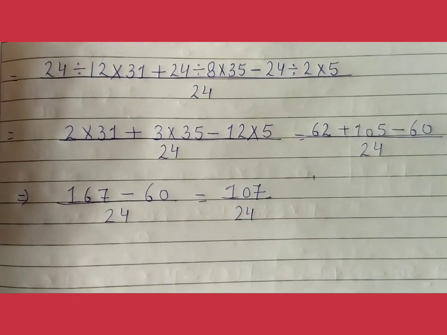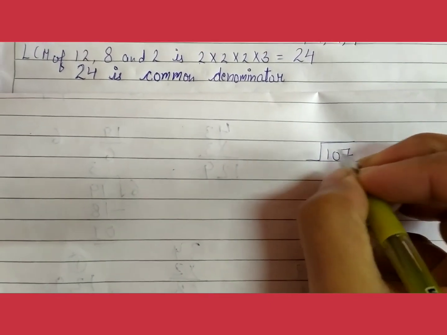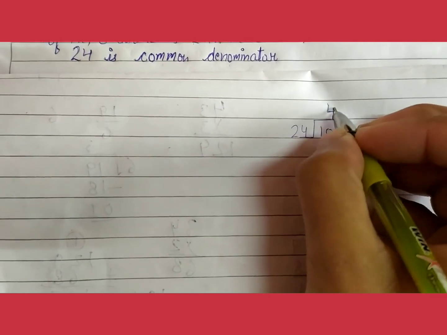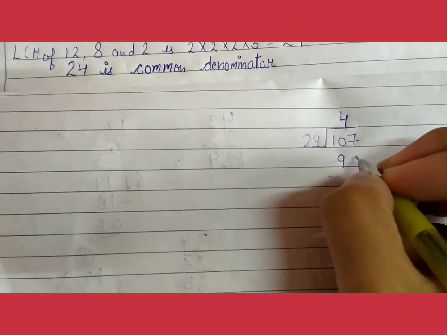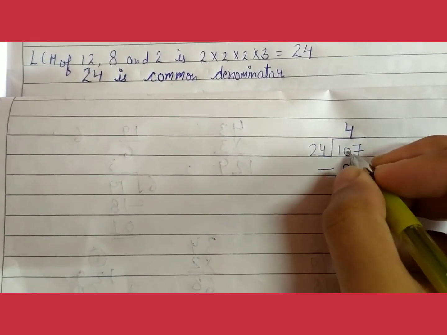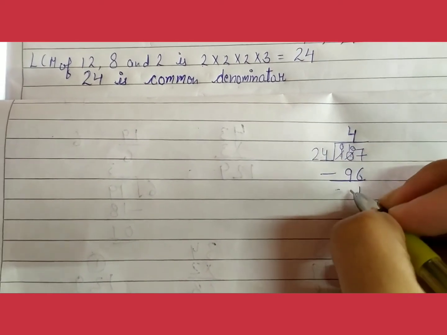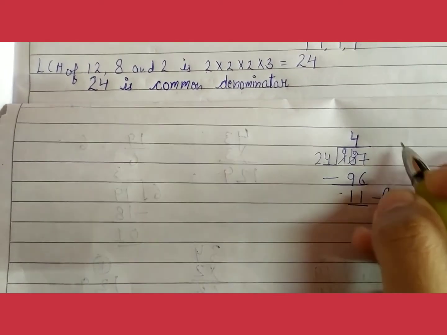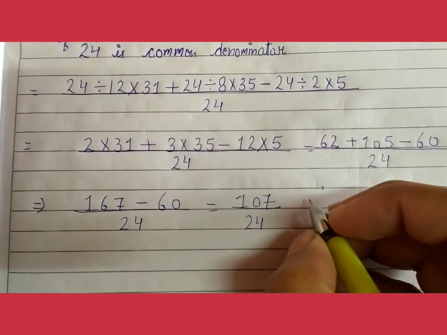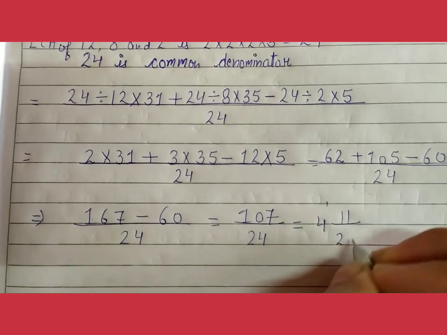Children, change into mixed number, that is 107 divided by 24. Children, 24 fours are 96. Subtract 7 minus 6, 1. 0 minus 9, 0 is a small digit as compared to 9. Borrow from 1, 0 becomes 10. 10 minus 9, 1. Your remainder is 11. 4 is a quotient and 24 is a divisor. Write in mixed number, that is 4 11/24.